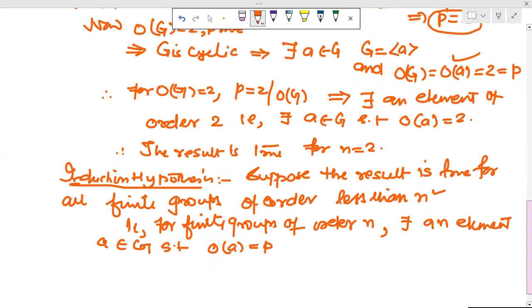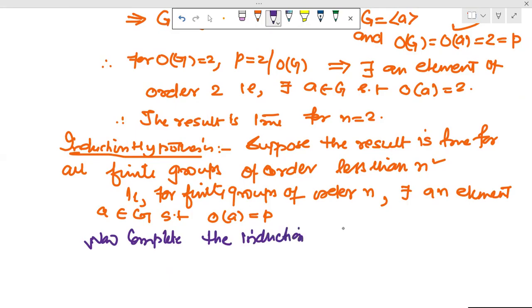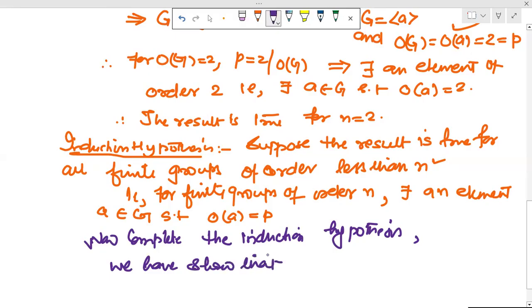Now, to complete the induction, we have to show that the result is true for all n. So we are going to check the result for n also.